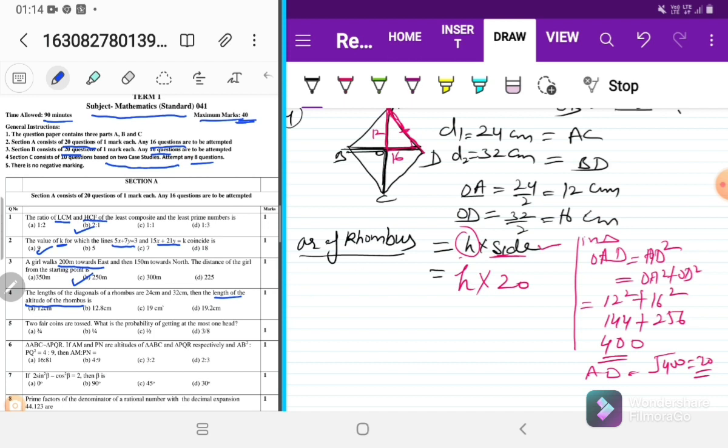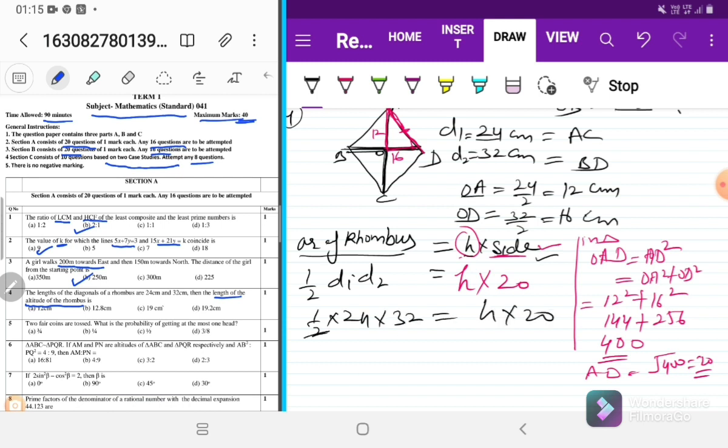So if you know area, then you can apply this formula. You should know two things, then you can find the third one, right? So area of rhombus is what? Half D1 into D2. This is again one formula. So we'll apply here D1 into D2. So half D1, you know your D1 is 24 and your D2 is 32, which is equals to H into 20.